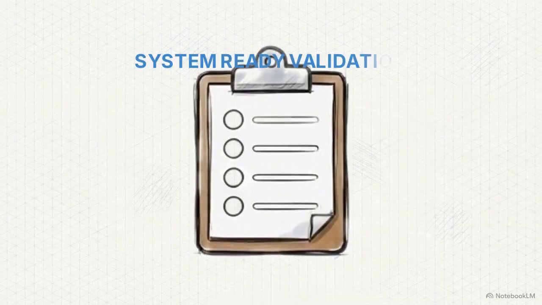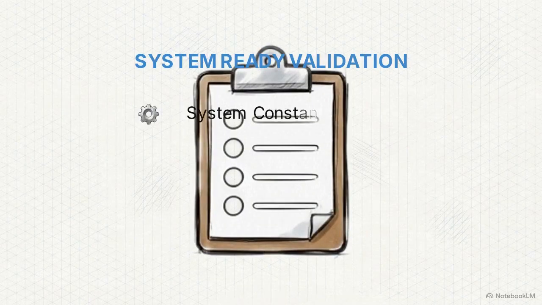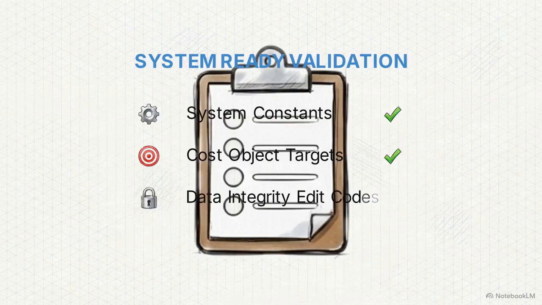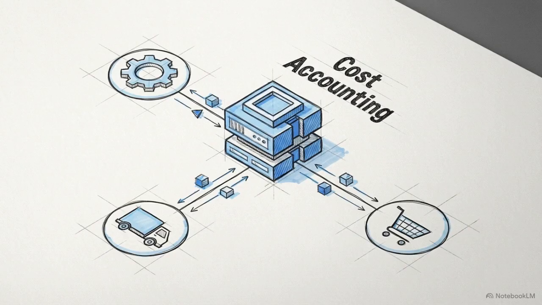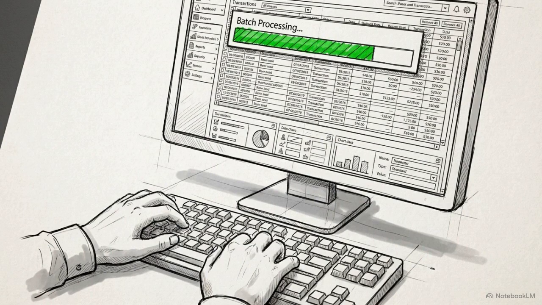We have now completed the 4 architectural pillars: activating system constants, defining cost object targets, protecting data integrity with edit codes, and automating workflows with accounting rules. The system is now actively equipped to capture highly granular financial data across all integrated JD Edwards modules. Your immediate next step is to begin executing manual transactions or processing automated batch entries through your daily operations.